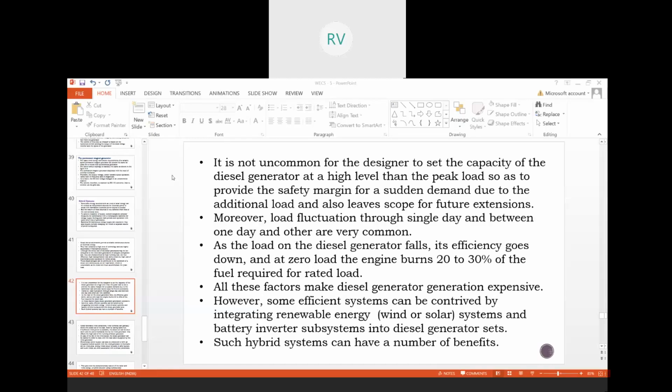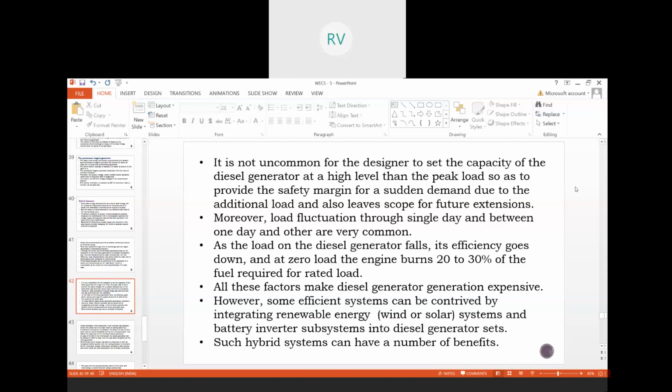So we know that this is for safety purposes, and if there is some unknown additional load present, even in those conditions the diesel generator will have a little higher than its peak load capacity. Moreover, load fluctuations between one day and the other are very common. The load can fluctuate within a day itself, or it can increase from one day to the other, and all those things are very common.